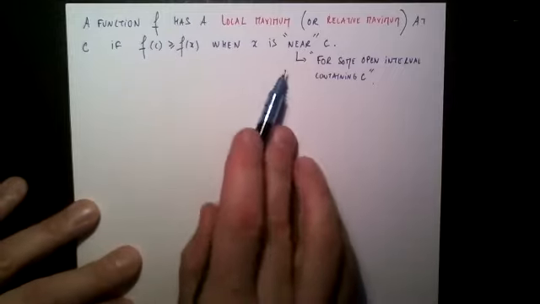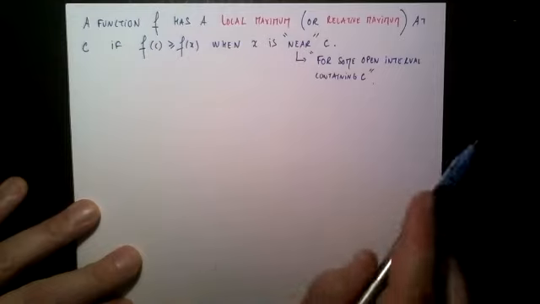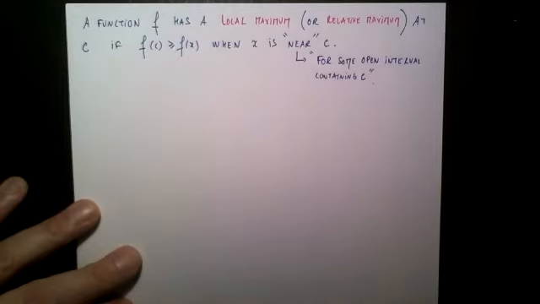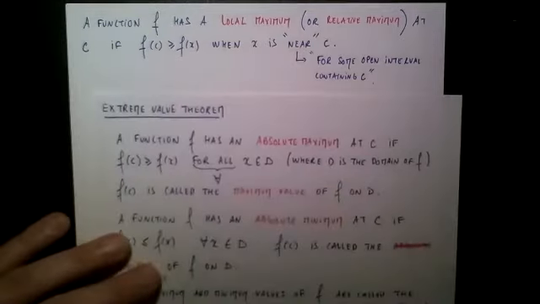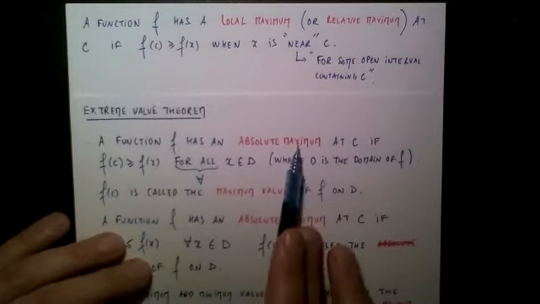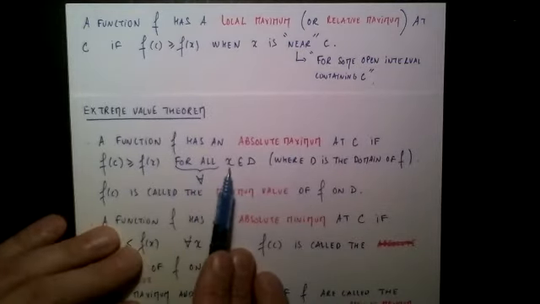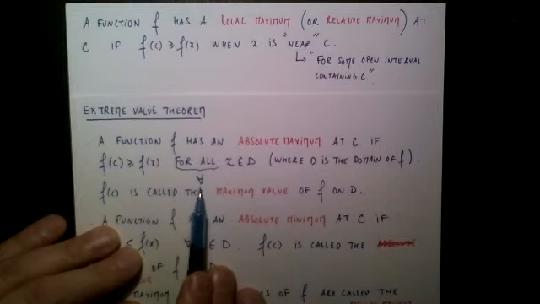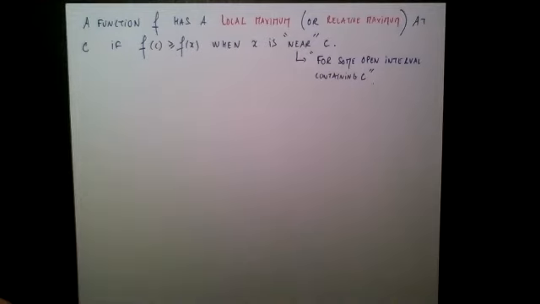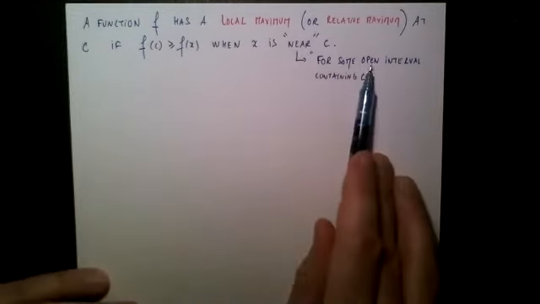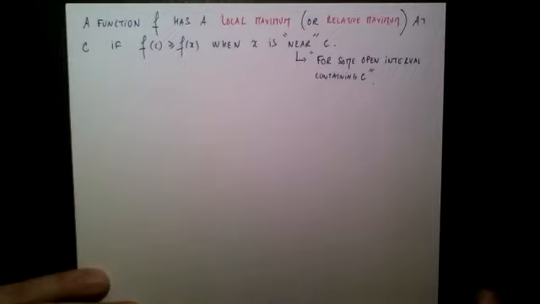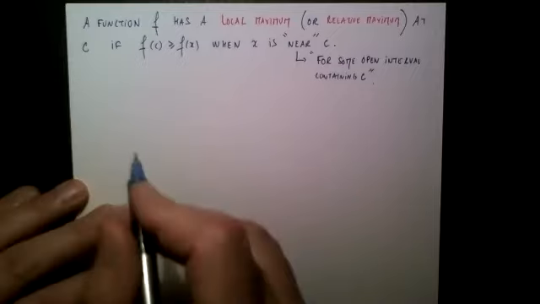So the difference between the absolute and the local: I'm going to remind you that the absolute maximum was for all x's in the domain, for all. And here, it's not for all, it's just for some open interval around C, containing C. We'll talk about this in a minute.